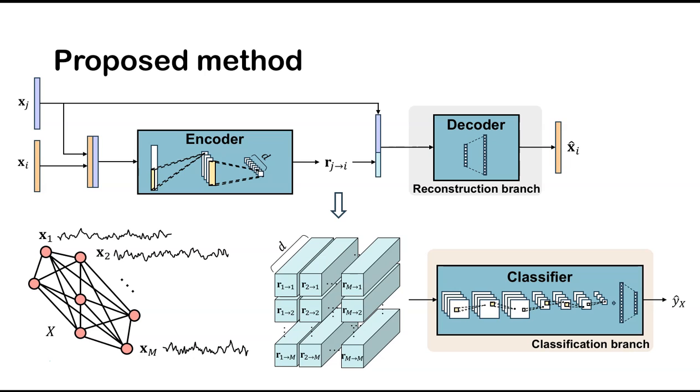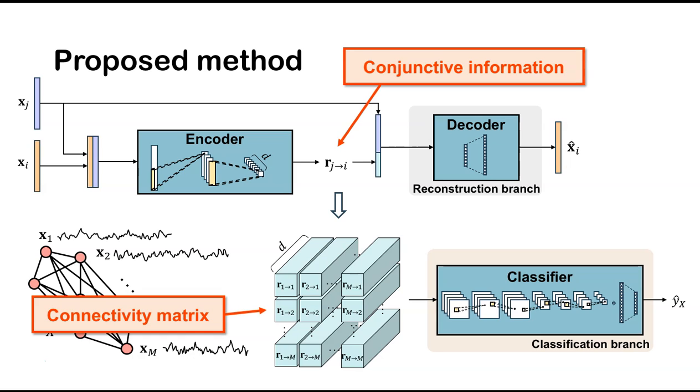This figure shows an overview of the proposed method. There are three components: the encoder, decoder, and classifier. The encoder takes a pair of signals, xi and xj, and produces some feature, r. And this feature is used together with xj to reconstruct xi in the decoder. Here the feature r is called the conjunctive information. It contains the information of xi for the reconstruction using xj. And the conjunctive information for all sensor pairs composes the connectivity matrix, and this is the input for the classifier.